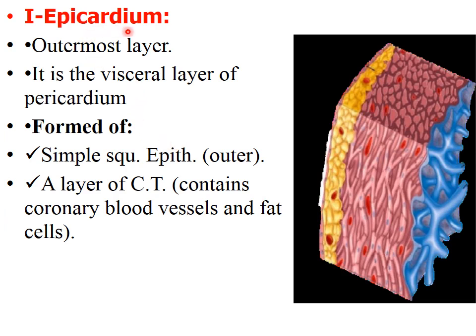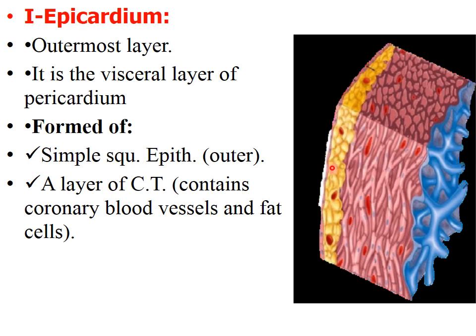One, epicardium, outermost layer. It is the visceral layer of pericardium formed of simple squamous epithelium outer part, and a layer of connective tissue containing coronary blood vessels and fat cells. Blue color, fat cells, blue color.